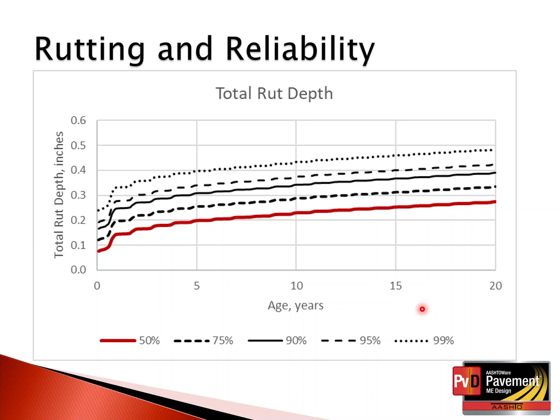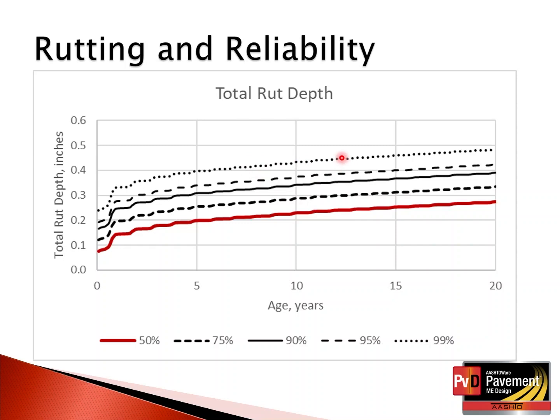So this first graph displays the total rut depth calculated at different reliability levels. In other words, total rut depth versus age as predicted through PMED using the average input levels to determine reliability level. So higher reliability means a higher predicted total rut depth as shown here. And this red line is 50%, then we go to a 75% reliability, a 90% reliability, 95% reliability, and then the upper curve is a 99% reliability.